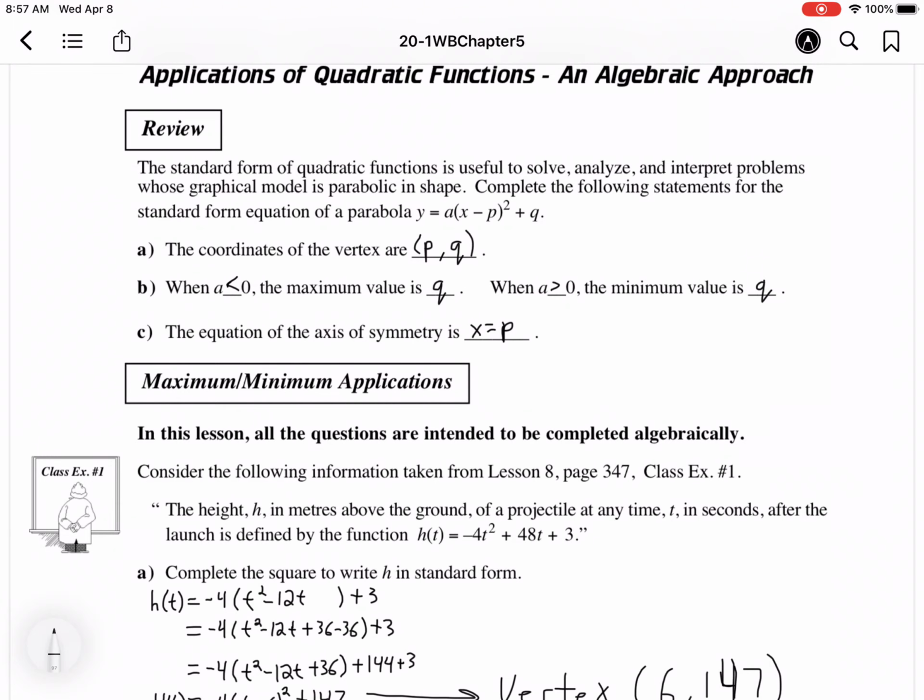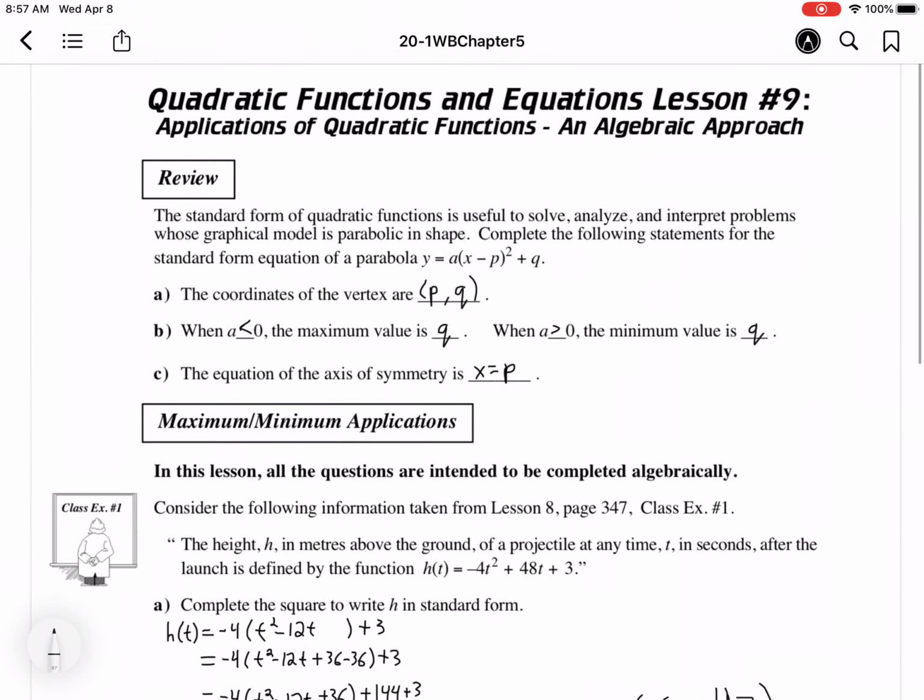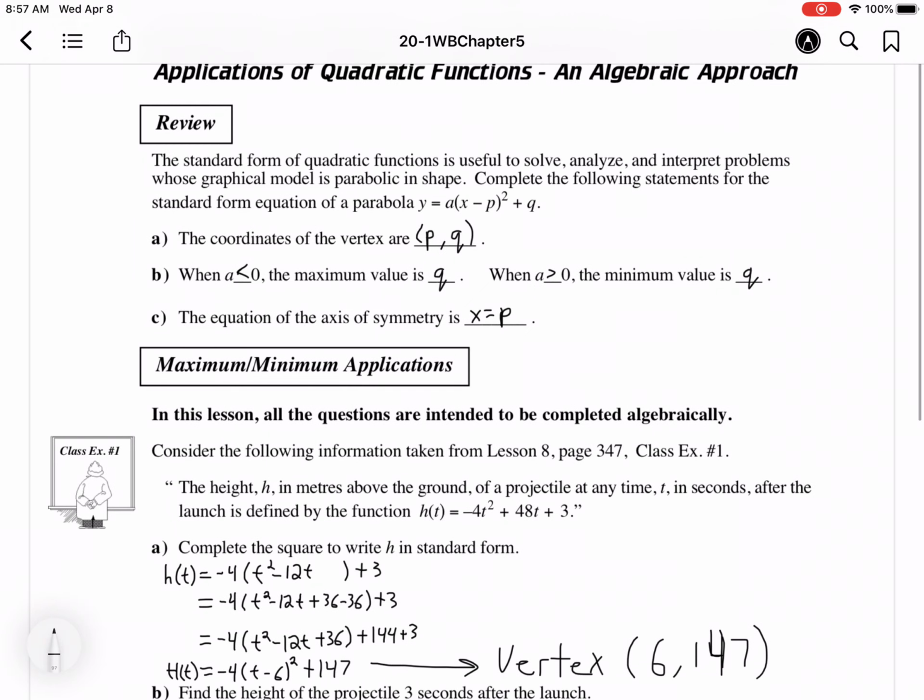Alrighty, Math 20-1, we are on to Quadratic Functions Equations Lesson 9. Wrapping up this section of the book, we're on to the next section starting next week. We are on to basically applying these quadratic functions but using an algebraic approach. So last lesson was a graphical approach, now we're going to approach these algebraically.